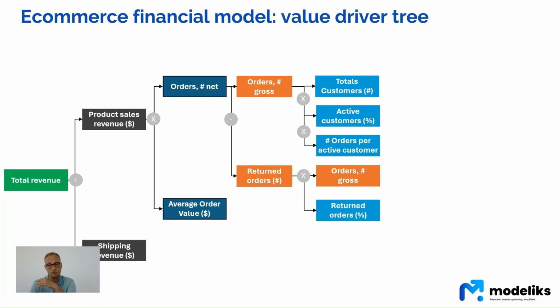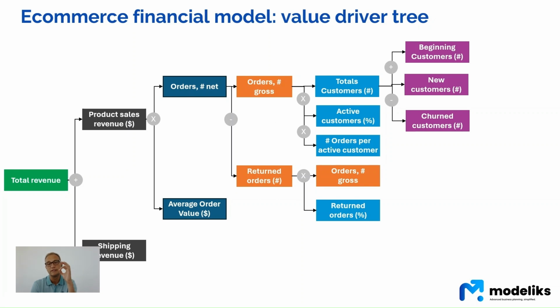Now, the value driver tree continues in order for us to calculate the total number of customers that we have in our business. And this is equal to the beginning number of customers that we have at any specific point of time, plus the new customers that we are able to acquire during that period, minus the churned customers during that period. Churned customers are those customers that have decided that they do not want to be our customers anymore. For example, if we have an app and someone deletes the app or unsubscribes, that's a churned customer. So total number of customers is equal to beginning customers plus new customers minus churned customers.